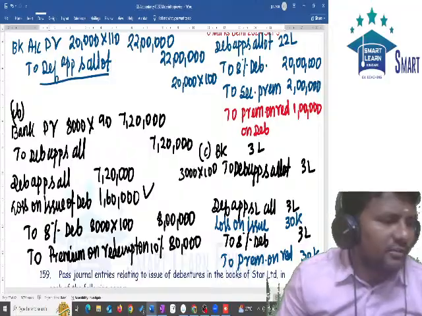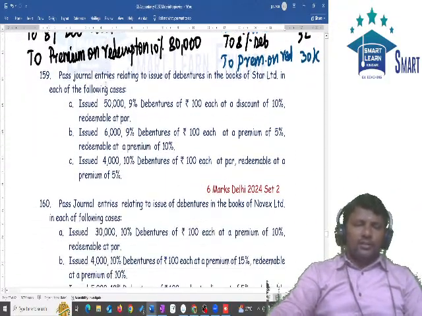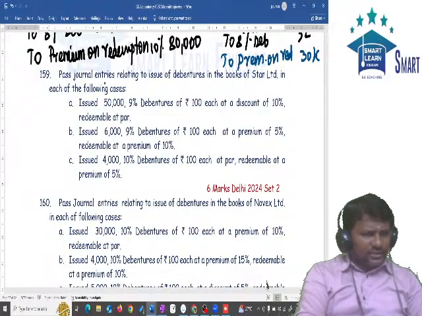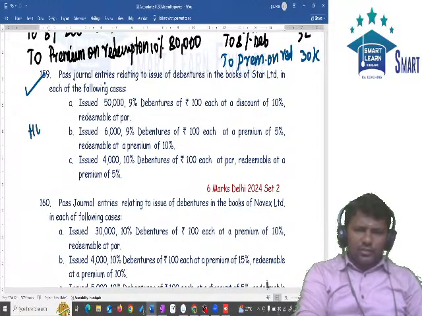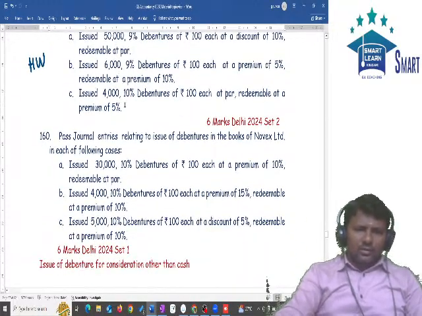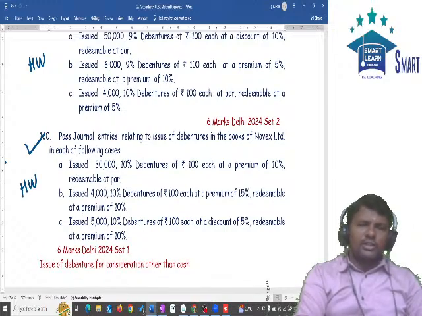Now proceeding further. Next question, same type, exactly same, no change. So try this as homework. Next question also exactly same, no change. Try these two questions as homework.